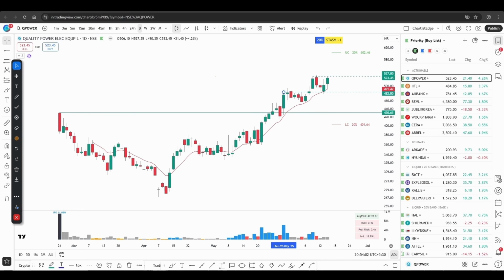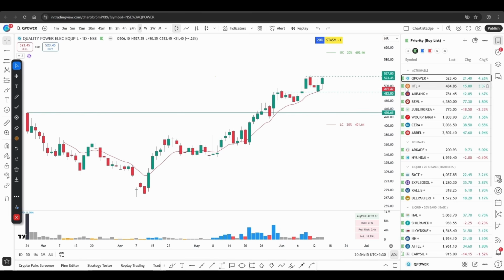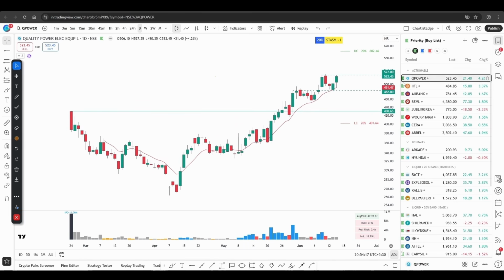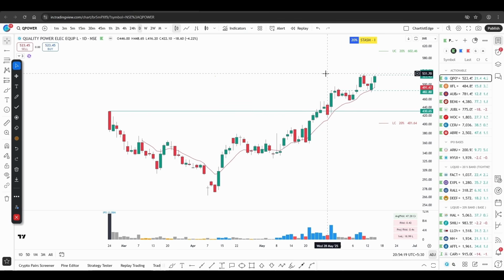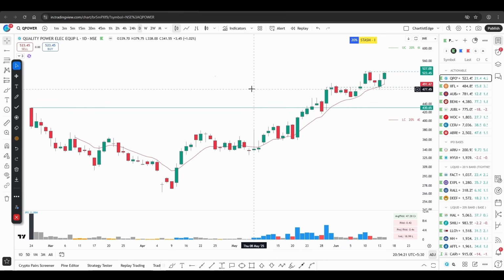And this concludes our session about what we should look for in a good setup and what are the characteristics of a winner. Now let us look at some setups that are showing similar signs of a winner or a good setup. Number one is Q Power.